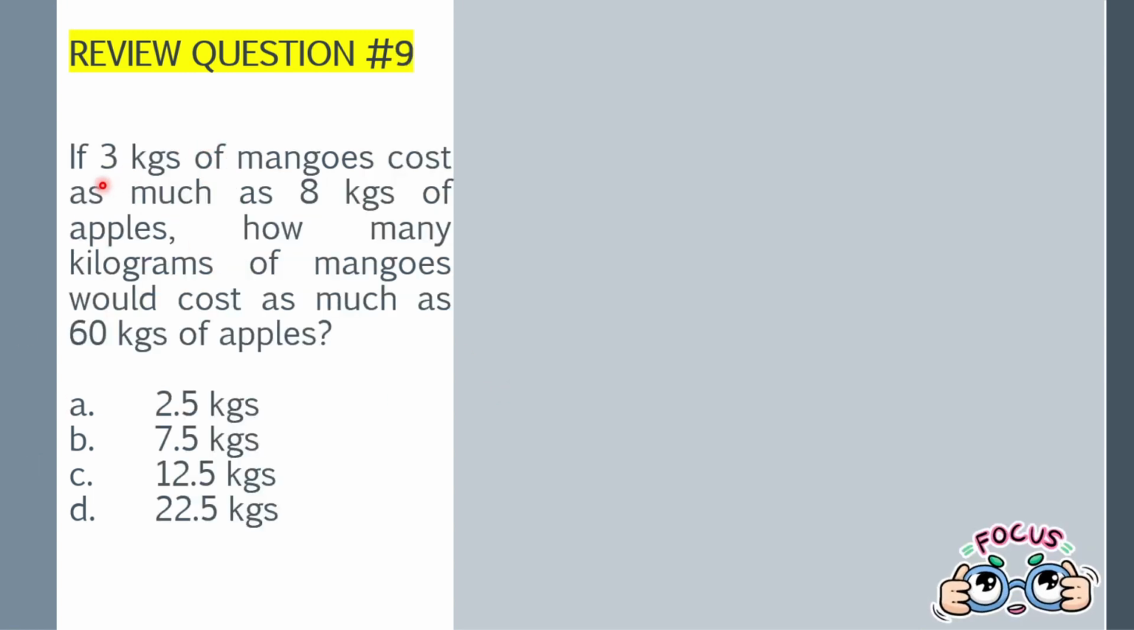Question number 9. If 3 kilograms of mangoes cost as much as 8 kilograms of apples, how many kilograms of mangoes would cost as much as 60 kilograms of apples? Is it A, 2.5 kilograms, B, 7.5, C, 12.5, or D, 22.5 kilograms?